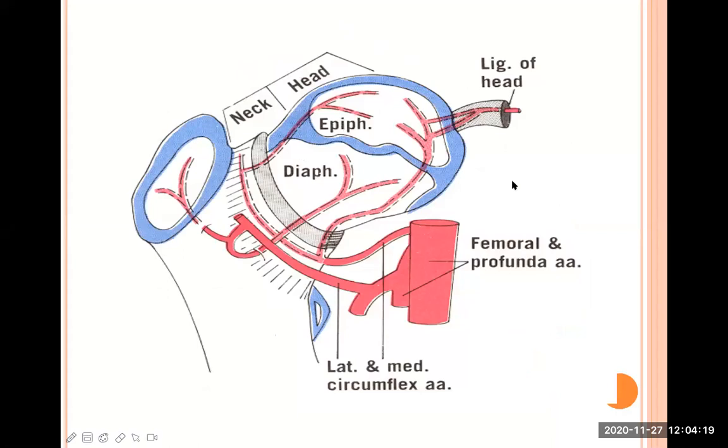See there, another picture. One further blood vessel is shown here, the ligament of the head, also known as ligamentum teres, which is attached to the fovea capitis. See there, it is also getting a blood supply from this site. But the most important source is not this one. They are the retinacular blood vessels which are ascending up.